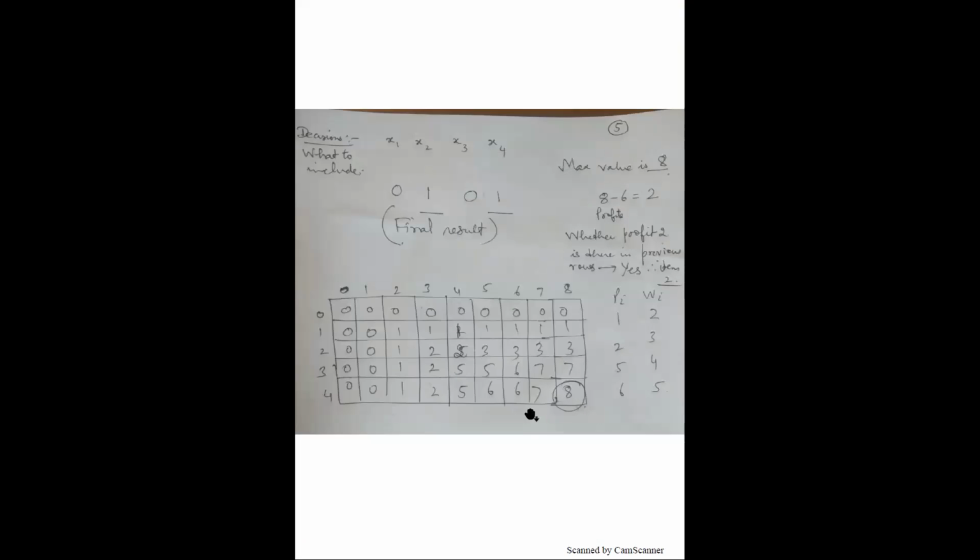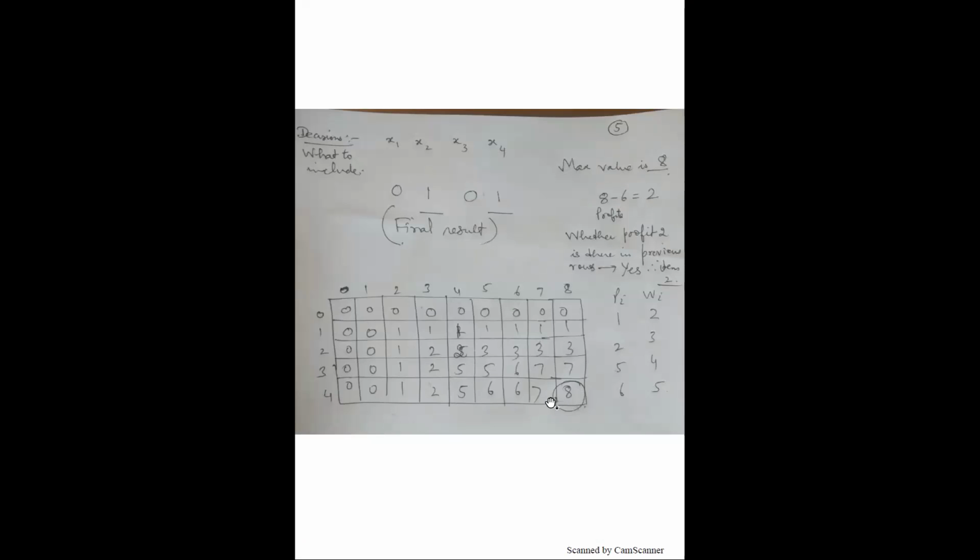And if you see item 2, its profit is 2. That means 6 plus 2, and item 4 weight is 5, 5 plus 3 is 8, which was the maximum capacity of the knapsack. And what is the profit? 6 plus 2. So what I'm trying to say is that look at the maximum value in the table after filling. So you get 8 here, right?